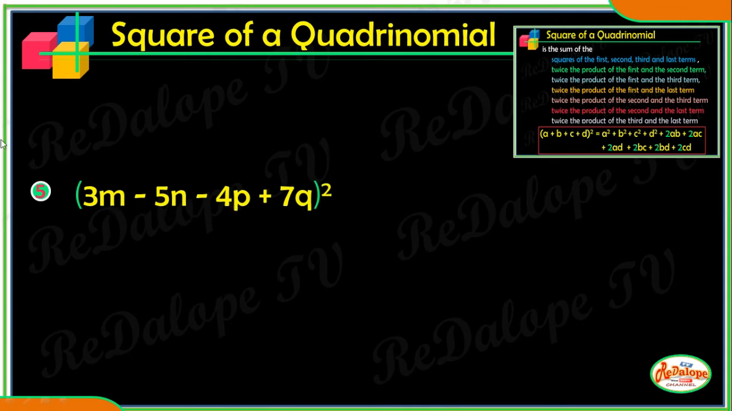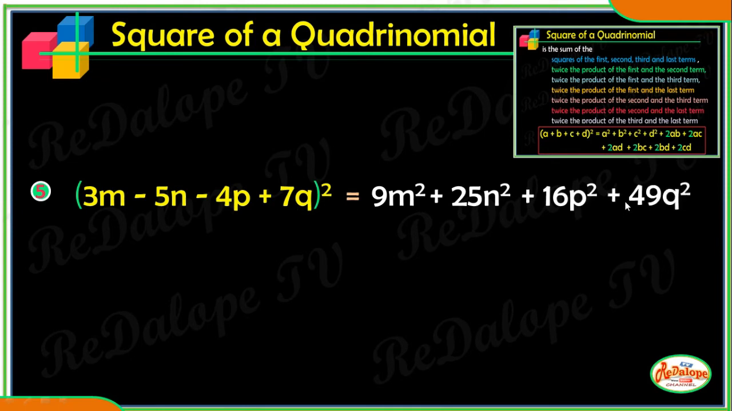And then the last problem we have is number 5, which is 3m minus 5n minus 4p plus 7q raised to square. So the first term is 3m by 3m, so that's equal to positive 9m square. Negative 5n by negative 5n, so that is positive 25n square. Negative 4p times negative 4p, so that is positive 16p square. And the fourth term is 7q by 7q, so that is positive 49q square.